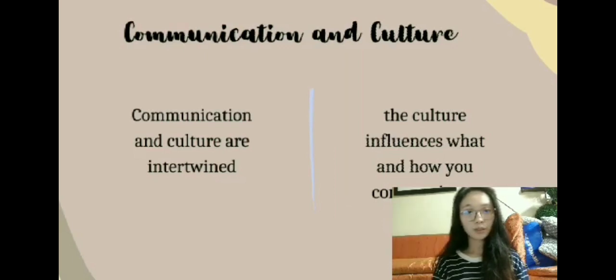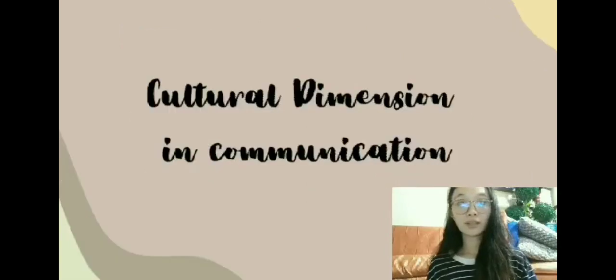Communication and culture are intertwined, so in fact, they are inseparable. Culture influences what and how we communicate in order for us to increase awareness and develop competence in communicating in a multicultural setting. It is essential to unlock some cultural dimensions, provide examples, and explain the effect on communicating. Dimension and communication.